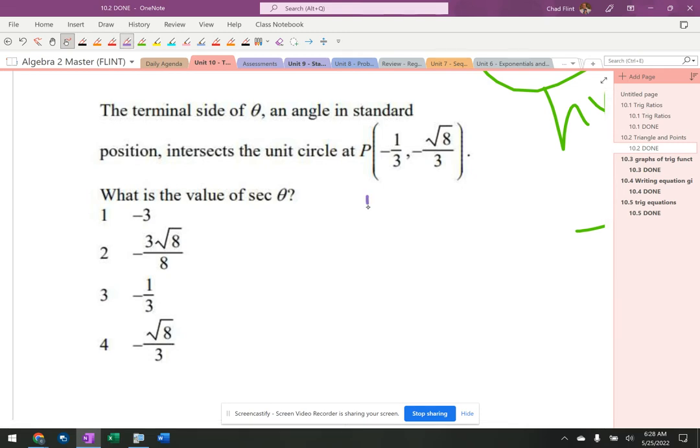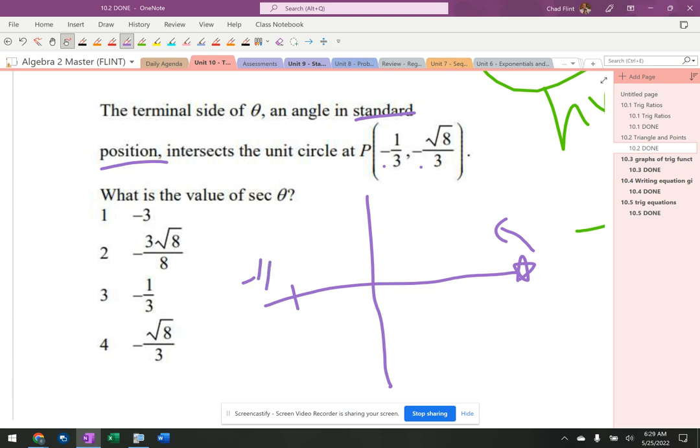All right, so we got some vocabulary here that we've talked about a little bit here and there. Standard position just means it starts in the normal spot from that axis and then goes in that direction. All right, terminal side is just the ending side. All right, intersects the unit circle at -1/3, -√8/3.